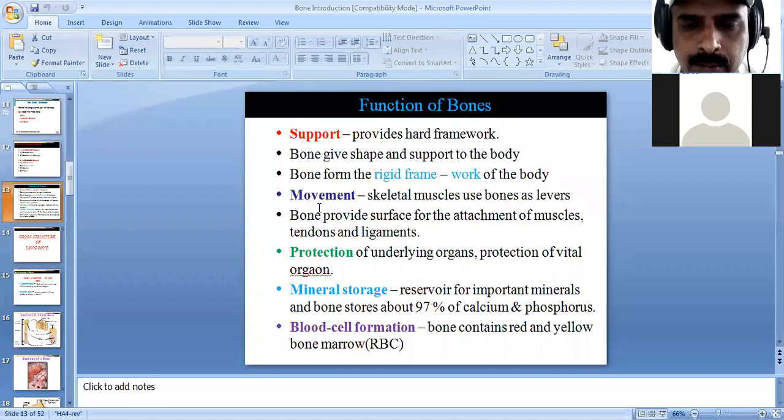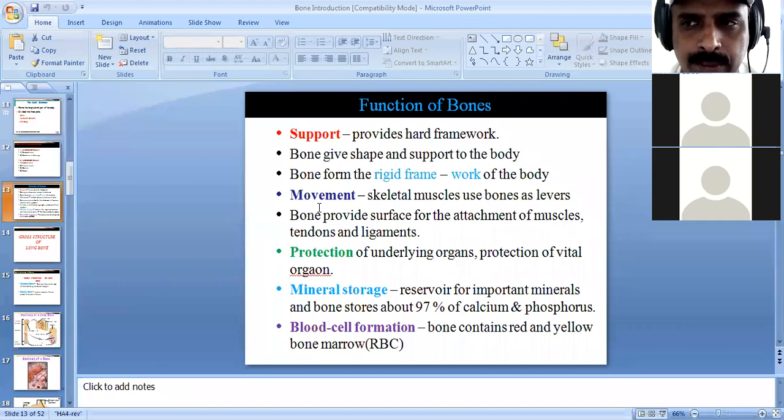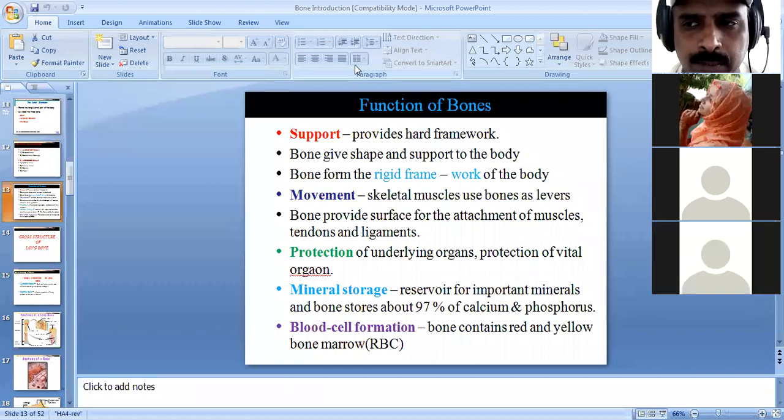So you have to make notes of the functions I have told. Can you see the slide, the last slide? Are you seeing? No, sir. No? No, sir. But when I told the functions, did you get it? Yes, sir.